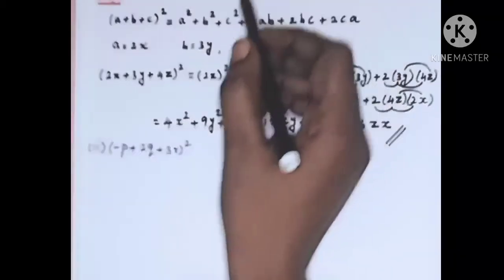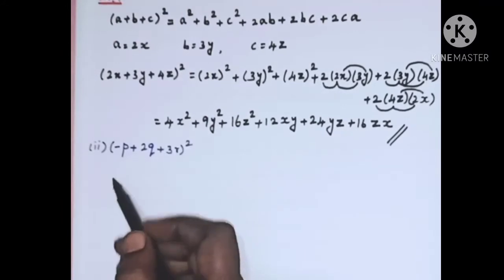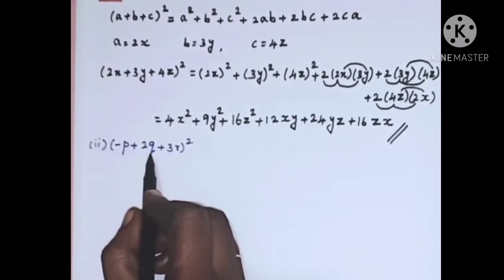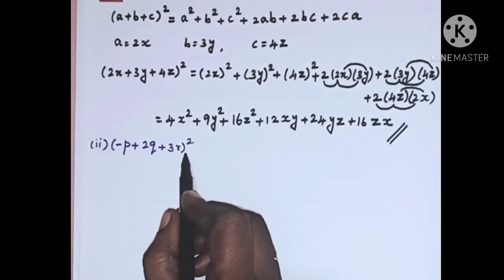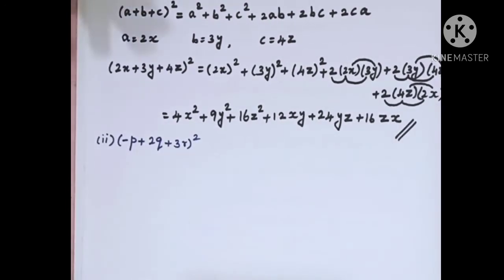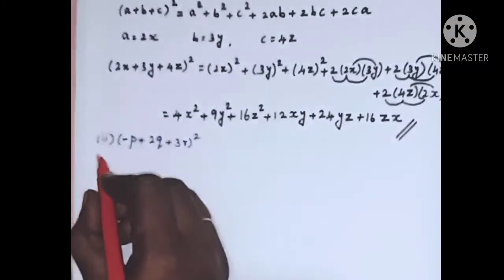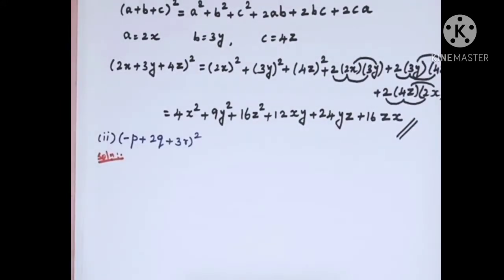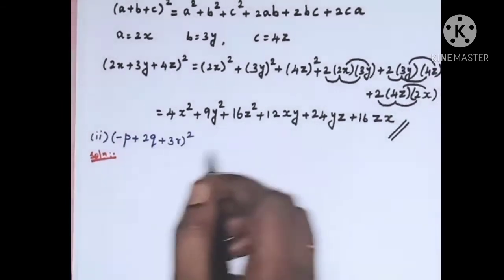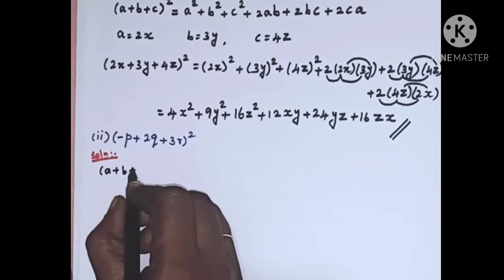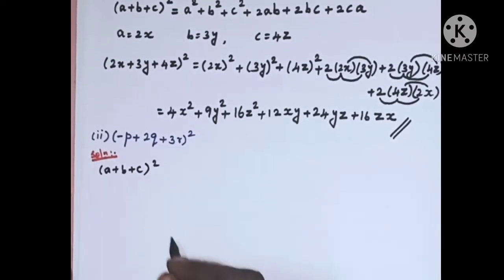Exercise 3.4, first sum, second subdivision. Expand the following: minus p plus 2q plus 3r the whole square. Solution is: here this expression is same as the identity a plus b plus c the whole square.